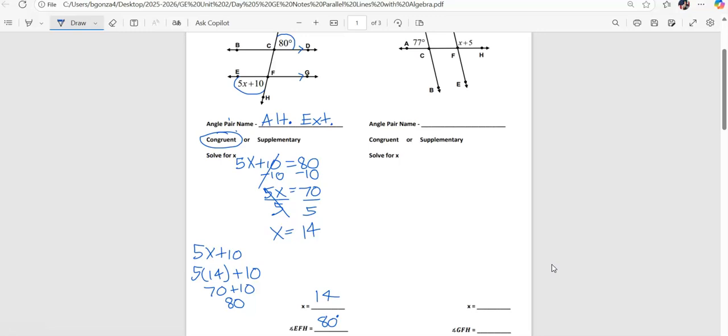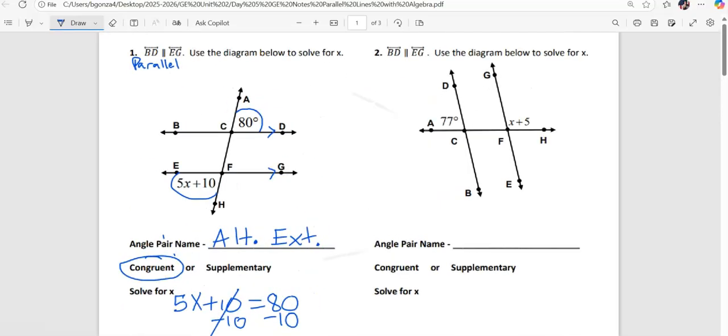pause right here. For 10 years I've done this, and for some reason people stop paying attention right here. And they just think, oh, you just set everything equal and you solve. No. Please pay close attention to number 2 here, because what if they're not congruent? Okay, let's see it. Ready?